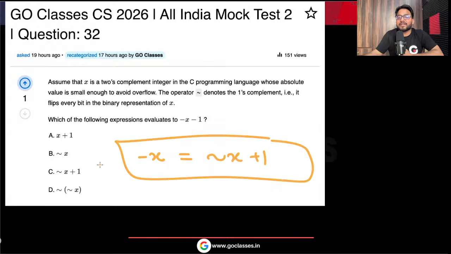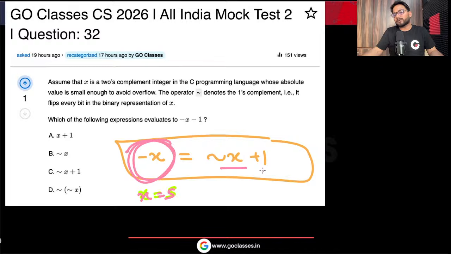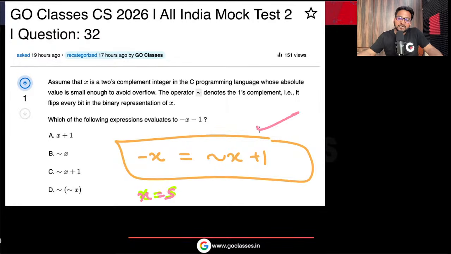You can take any number of your wish. Let's suppose x is 5, then try to represent minus 5 in 2's complement, and take the 1's complement plus 1. It will always be true, as you know. So basically this always holds. Now they are asking just minus 1 on both sides. If you do minus 1 on both sides, then it will be tilde of x only. So this is always true, but yeah, this is tilde of x only.